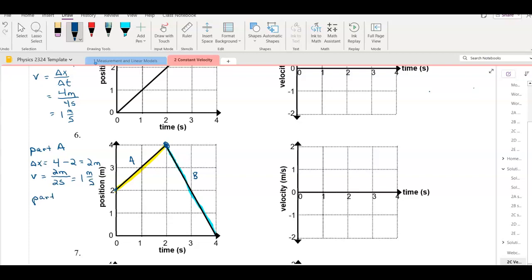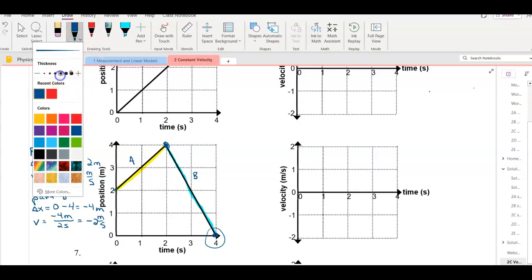For part B of the trip, the displacement, it ends up at position 0. I know this point is next to that 4, but remember we have to read the position off of the vertical axis. So the final position was 0, and it started this trip up there at position 4, so its displacement was negative 4 meters. And so its velocity is that displacement divided by the time that elapsed during part B, which was 2 seconds, and so we have a velocity of -2 meters per second.